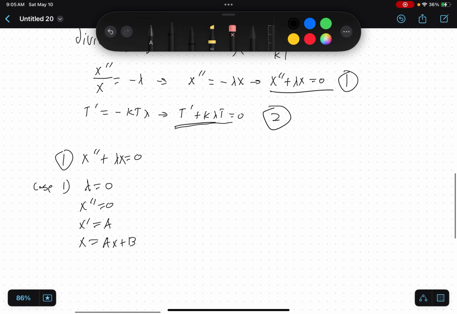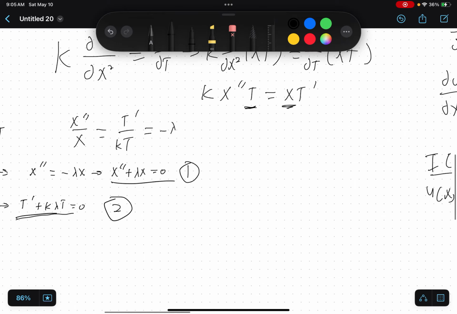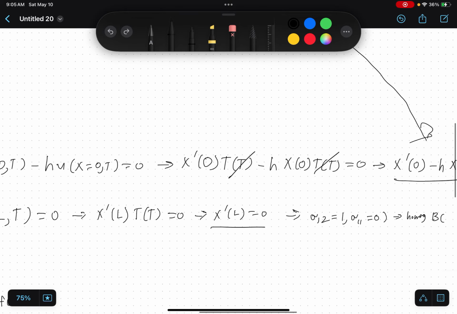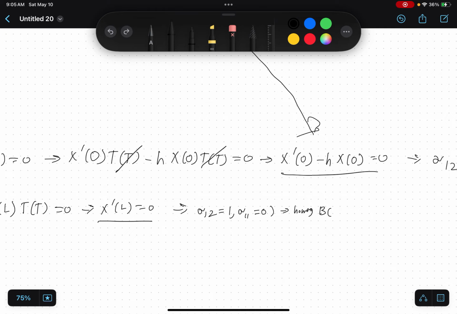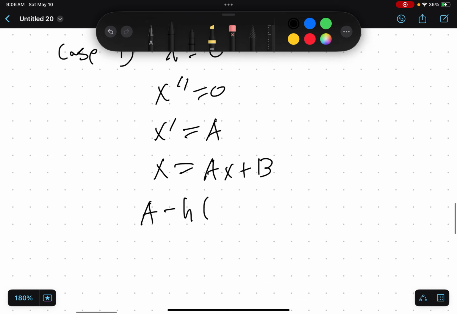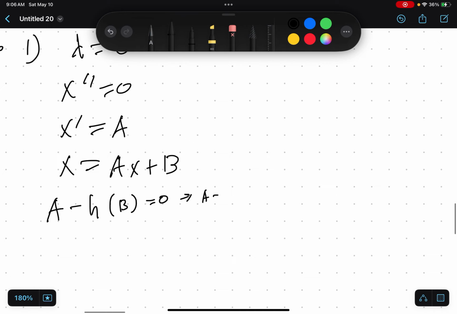All right, so let's plug in our boundary conditions. Which one do I want to do first? Let's do this one first. X prime at 0 minus h x at 0 equals 0. So x prime is a. So a minus h x at 0, which would be b, equals 0. So then we get that a equals hb. Cool.